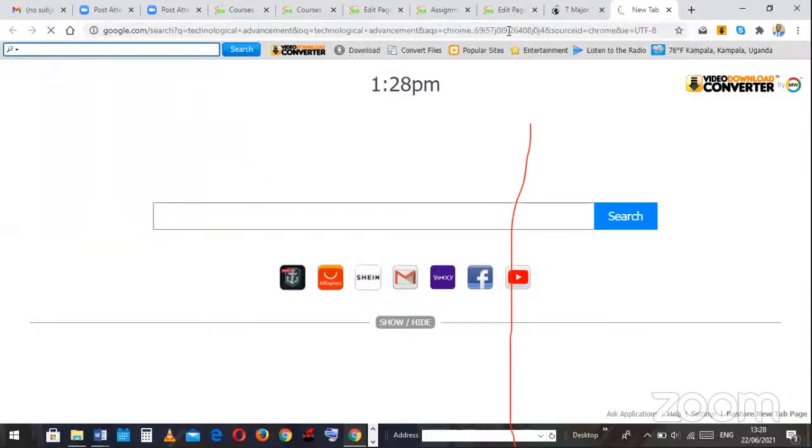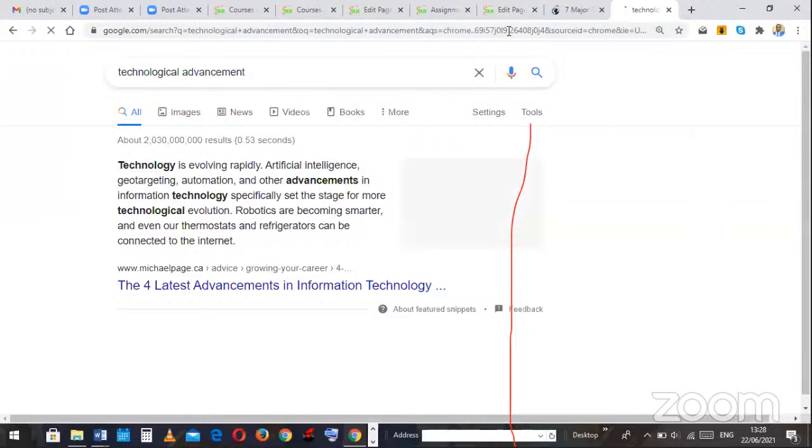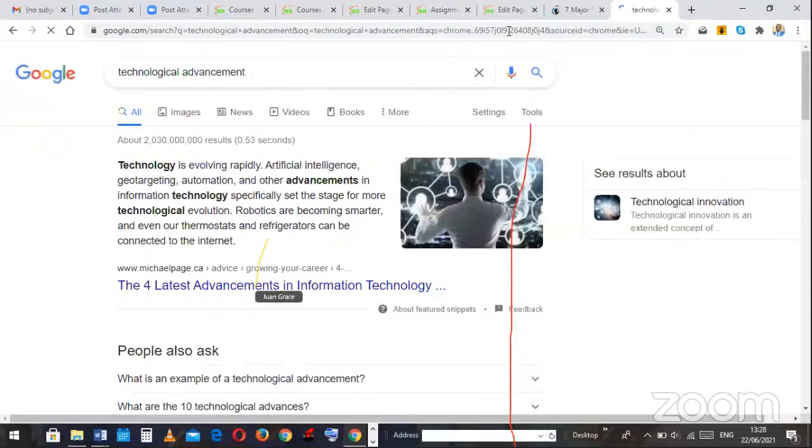Ishanga Al Mahad. Yes, teacher. Examples of gadgets that fall under technological advancement. Examples, phones, mobile phones, laptops, and computers. Okay.